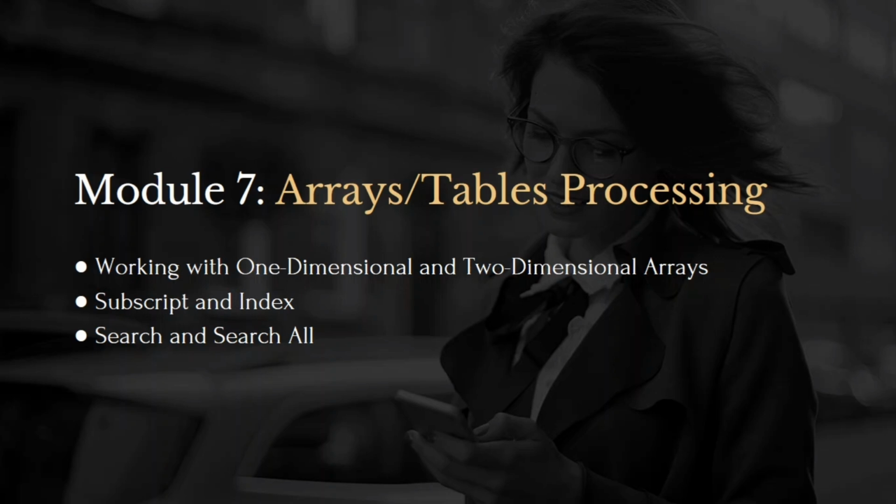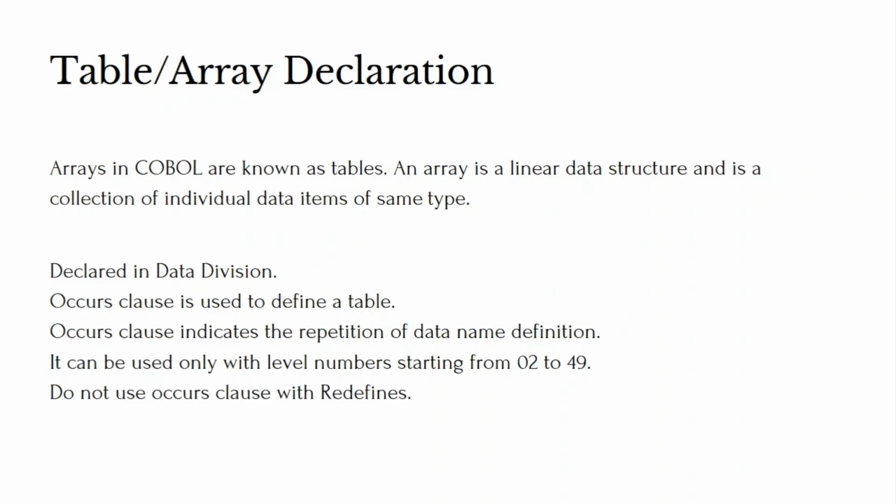So let's start. Array declaration. Arrays are also called tables in COBOL. It's a linear data structure and a collection of individual data items of the same type. For example, if we define an integer, all the elements in the array would be integers. These are the points we need to keep in mind before defining an array in COBOL.